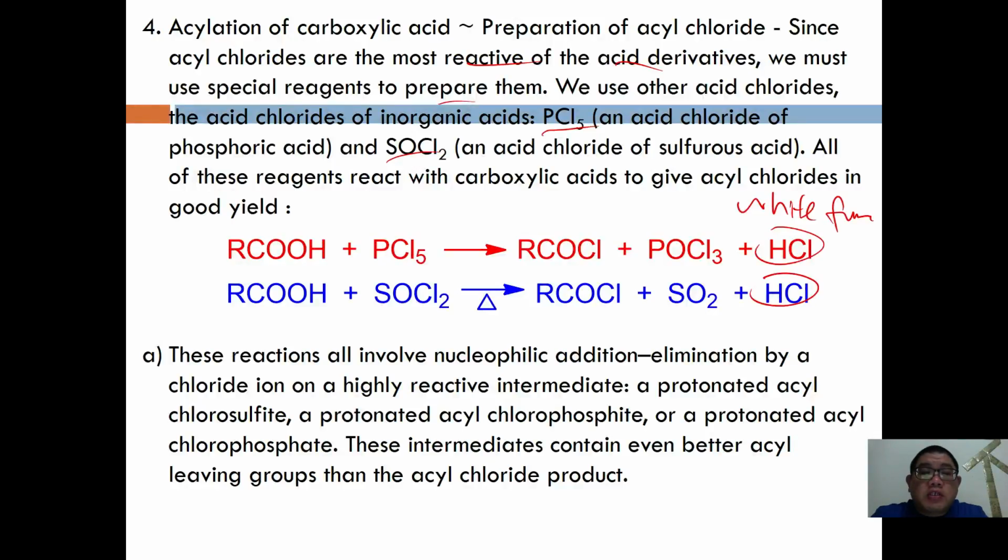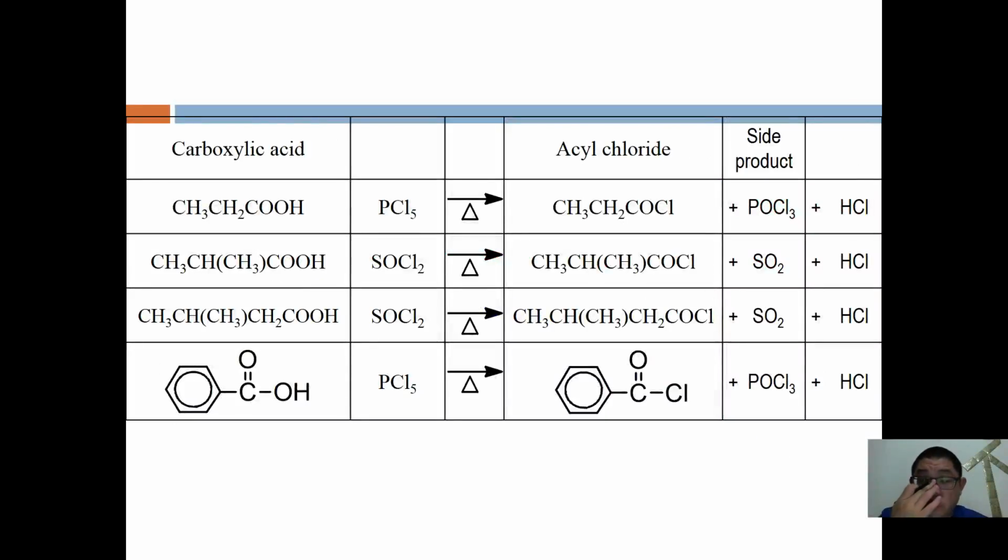The general equations for the reactions are as follows. RCOOH plus PCl5 forms RCOCl plus POCl3 plus HCl. RCOOH plus SOCl2 gives RCOCl plus SO2 plus HCl. These reactions all involve nucleophilic addition-elimination by a chloride ion on a highly reactive intermediate, a protonated acyl chlorosulfite or a protonated acyl chlorophosphate. This intermediate contains an even better acyl leaving group compared to the acyl chloride products. In other words, they are ready to be eliminated anytime.